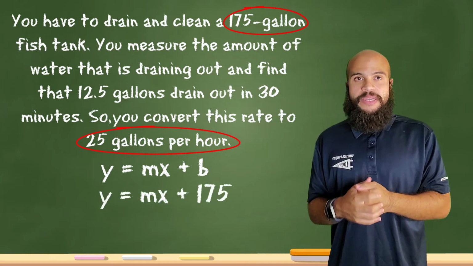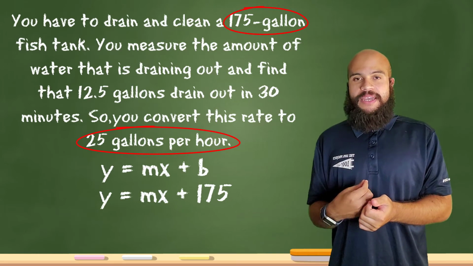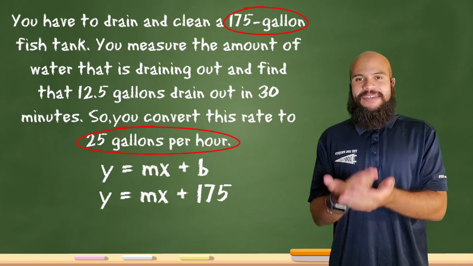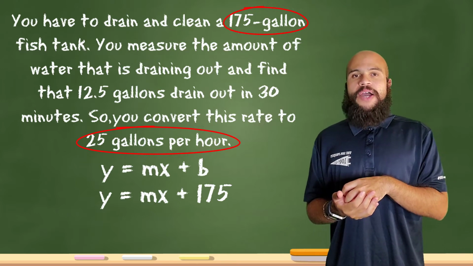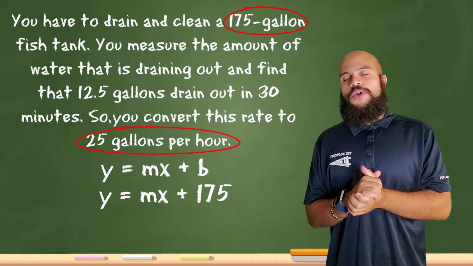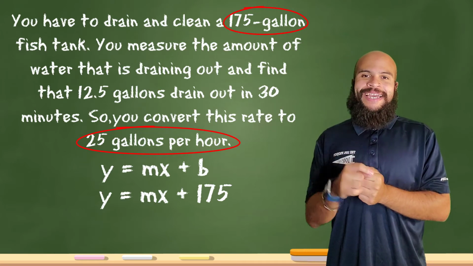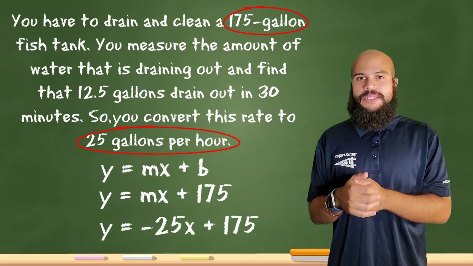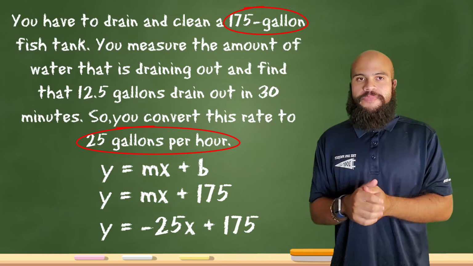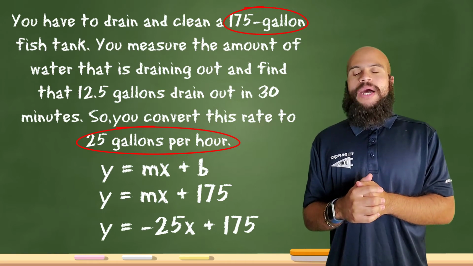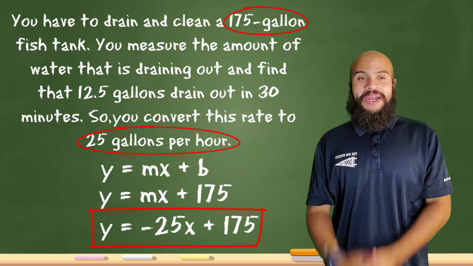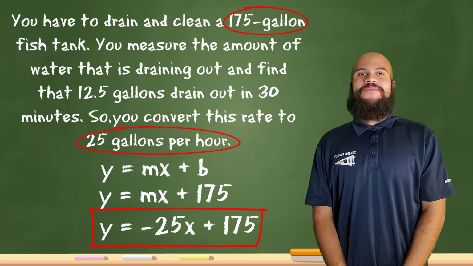Now, water is draining from the tank, okay? Therefore, the rate of change, or slope, is negative. Therefore, the value I'm going to put in for m needs to be negative. In this real-world scenario, I should place a negative 25 in for m because the water is draining at negative 25 gallons every single hour. So we are left with the equation y equals negative 25x plus 175. And we have finished writing the equation in slope-intercept form.